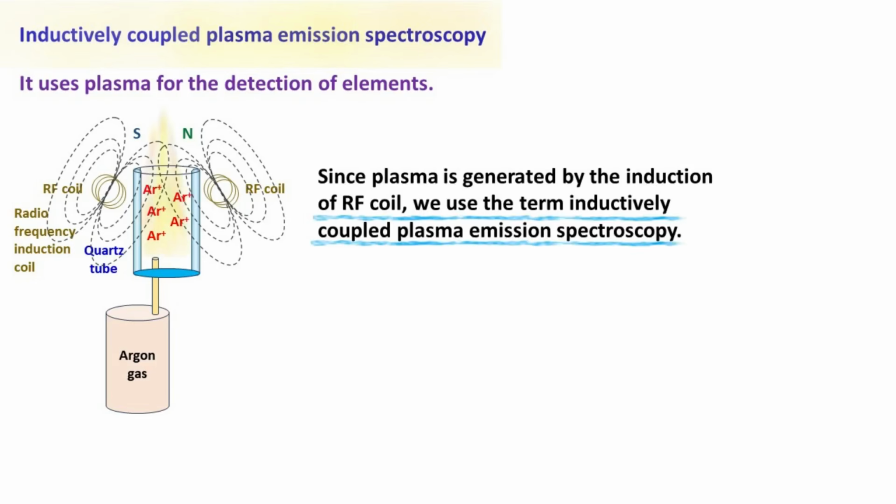Since the plasma is generated by the induction of the RF coil, we use the term inductively coupled plasma emission spectroscopy. The temperature of this plasma is about 6000 degrees Kelvin, which is the same as the surface temperature of the Sun.